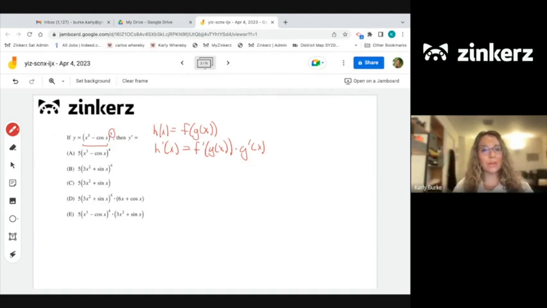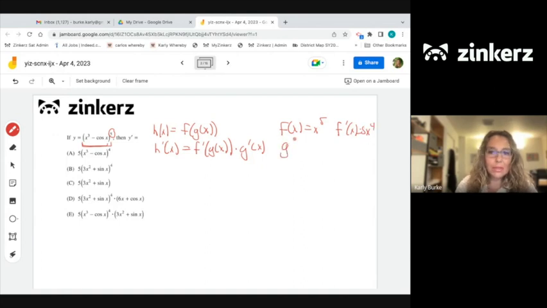What's the outermost function here? The outermost function here is x to the fifth. So f of x is equal to x to the fifth. That means f prime of x is equal to 5x to the fourth.